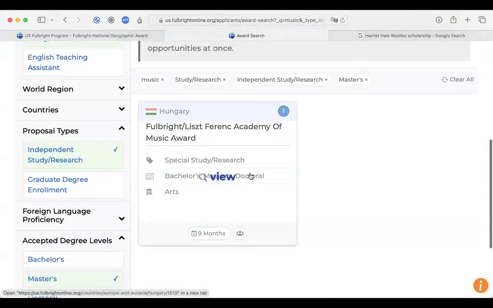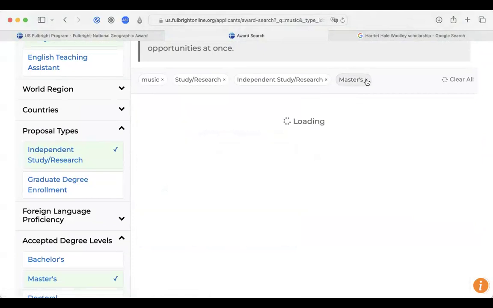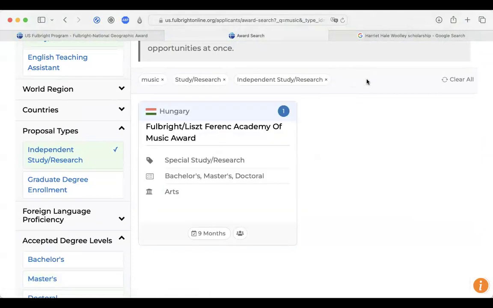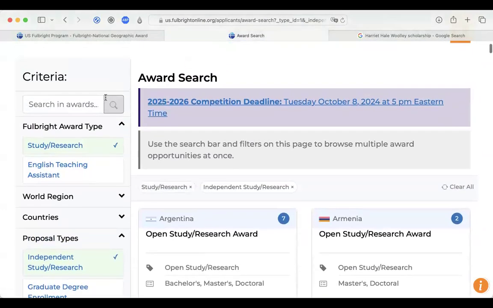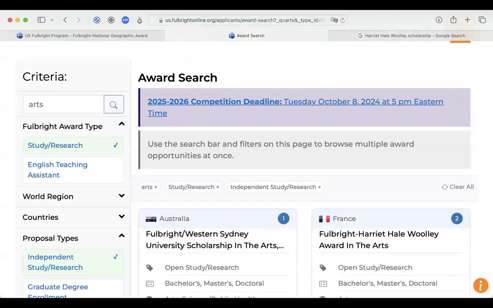Now, at first glance, we think, okay, one award in Hungary, that seems a bit too restrictive. So just as if you're doing a library catalog search, we want to look and see, okay, what might we have marked that is excluding things unnecessarily? So let's take off that master's part. Still nothing, or nothing more. So we'll take off music. And what if we put, instead of music, we put arts?